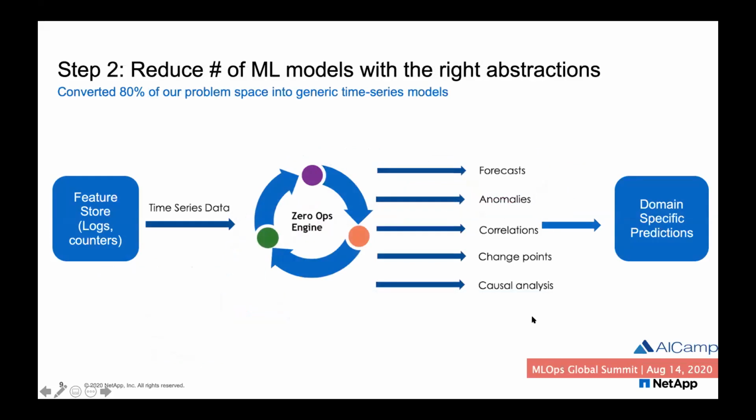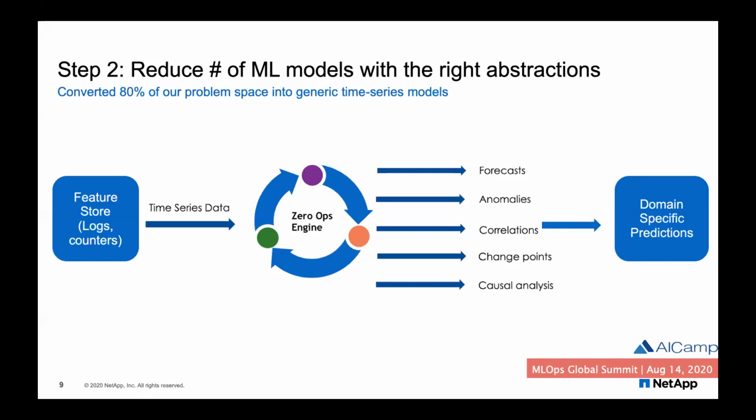The second part is we looked at all the problems we were working on, right? Like predicting disk failures ahead of time, predicting when a network card is going to fail, predicting when you're going to run out of space. Lots and lots of these problems. We looked at all of them, and then we had an aha moment when we realized that really all of these problems are just variations of time series problems. So we said, rather than building so many custom models for all these different machine learning problems, what if we built a generic time series engine that has 5 primitives in it?